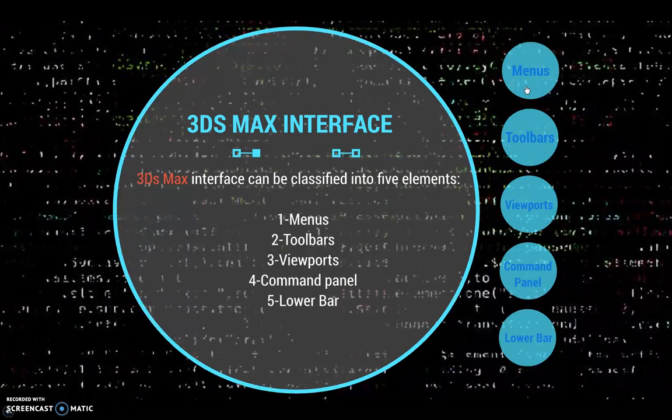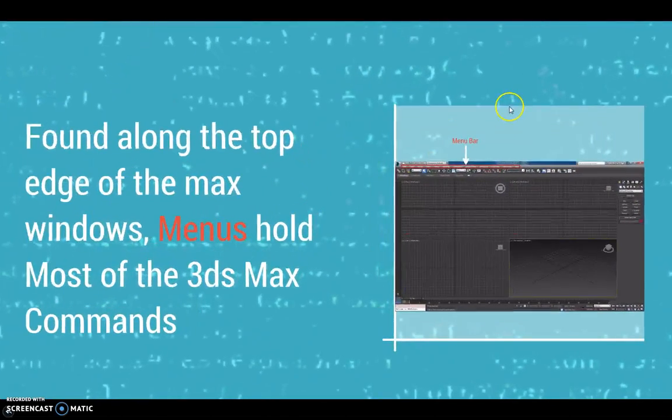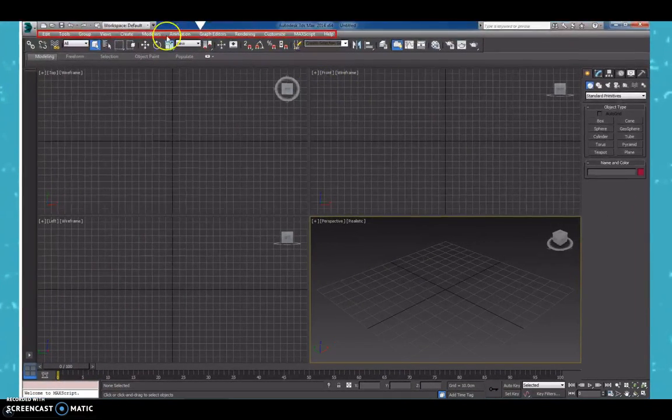Let's start with menus. The menu bar is found along the top edge of the Max window. Menus hold most of the 3ds Max commands: edit, tools, views, modifiers, rendering, and many more, as you see.